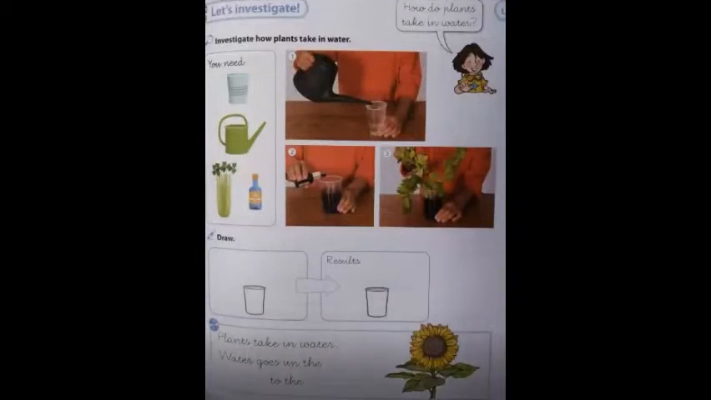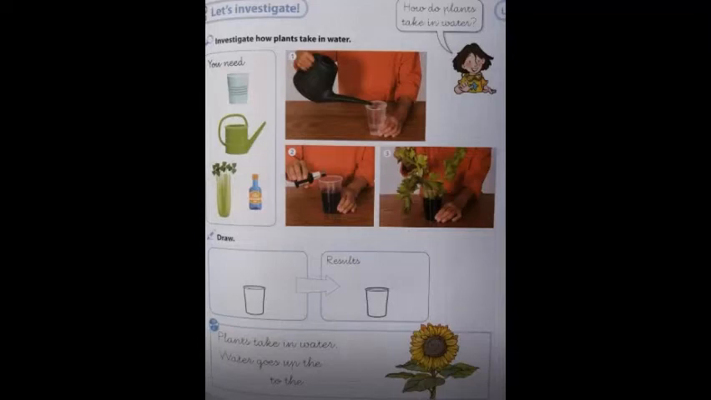Okay, so here we have another experiment. This is going to be nice. So, let's investigate. How do plants take in water? Investigate how plants take in water.